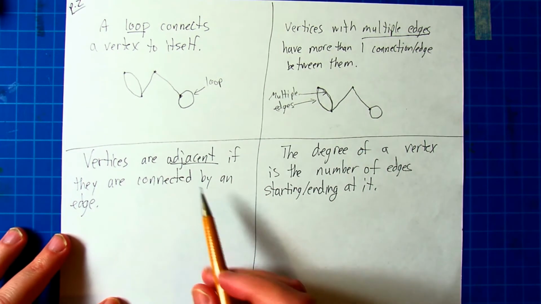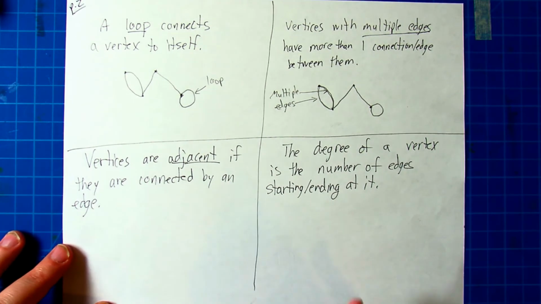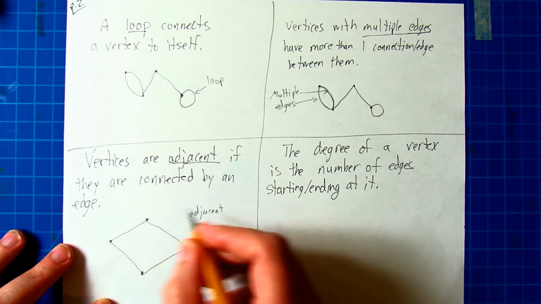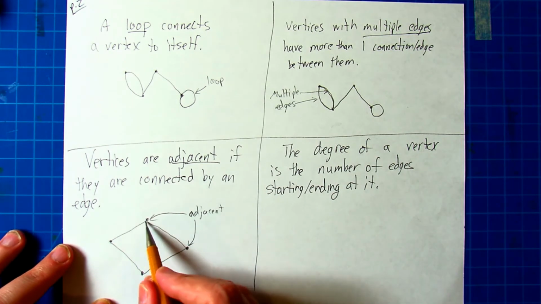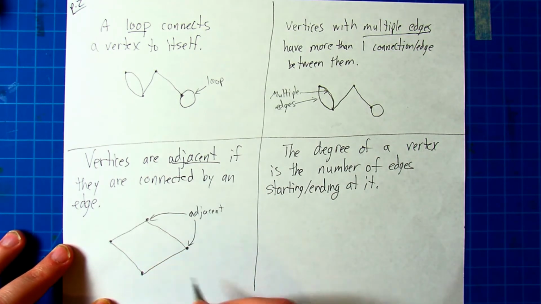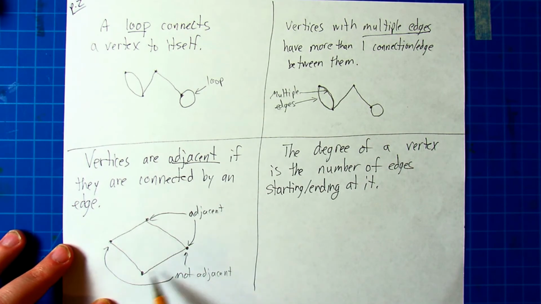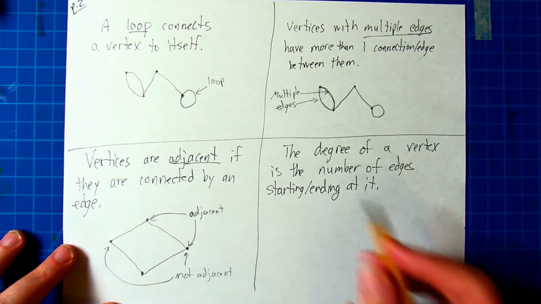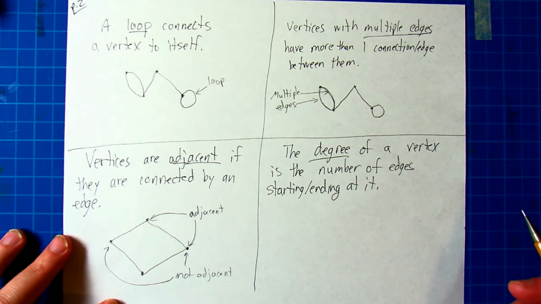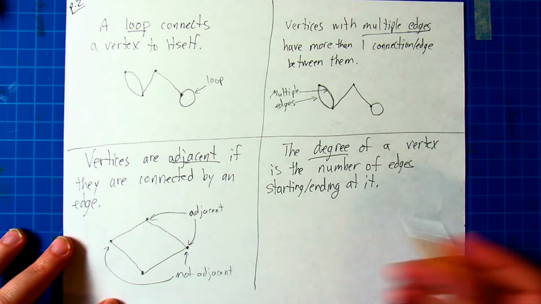We say vertices are adjacent if they are connected by an edge. So if you draw a picture like this, these 2 are adjacent because there's one edge that connects them, but these 2 are not adjacent because they are connected, but it takes 2 steps to get there, so they are not adjacent. The degree of a vertex is the number of edges that start or end at it.